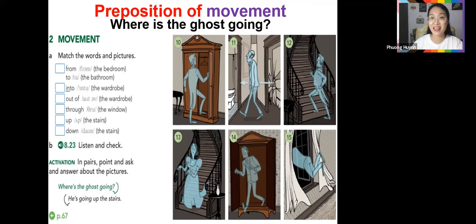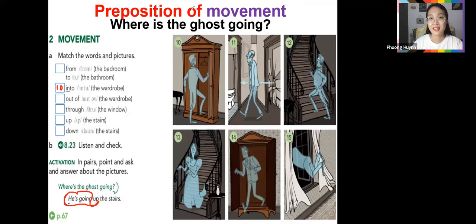Okay, so now let's see together. So how about picture 10? What do you say? Picture 10. Into, yes. So I will write. So picture 10 we say the cấu trúc câu vậy. He is going, các bạn. He's going. Right. He is going into a wardrobe. So that is number 10.